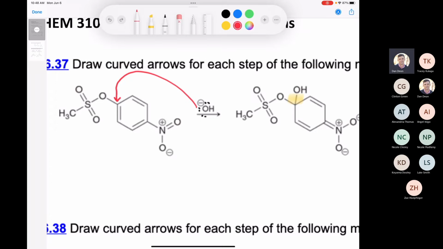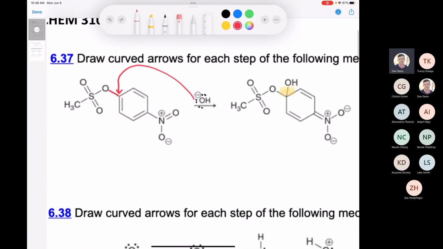However, if I was to just leave the arrow like this, it would be wrong, because this would presume that you would have 1, 2, 3, 4, 5 bonds to carbon. Carbon cannot have 5 bonds. But if we inspect the product, we see that this bond is broken. So we're going to take that pair of electrons and make a new pi bond here, which we see right here.